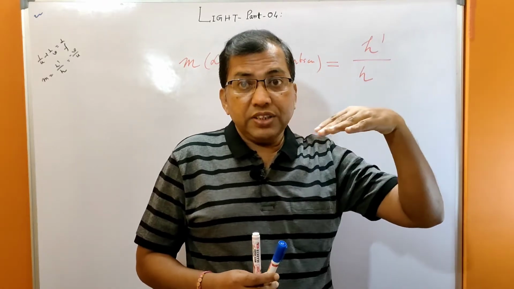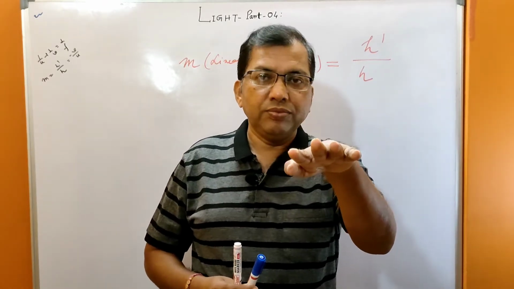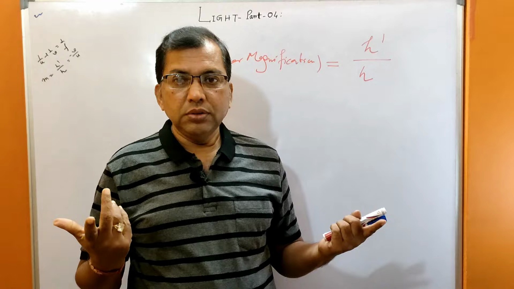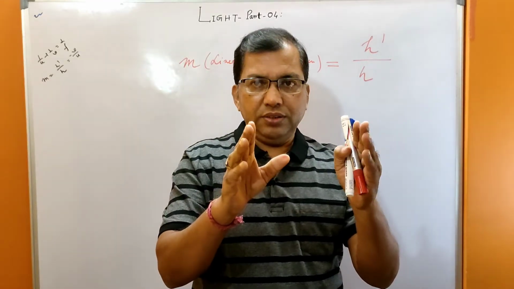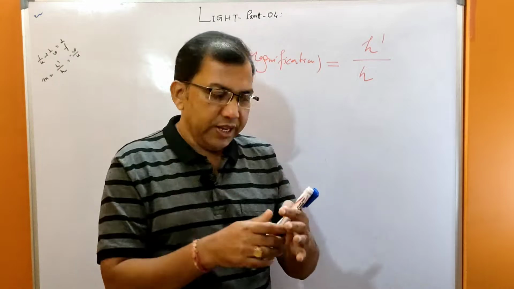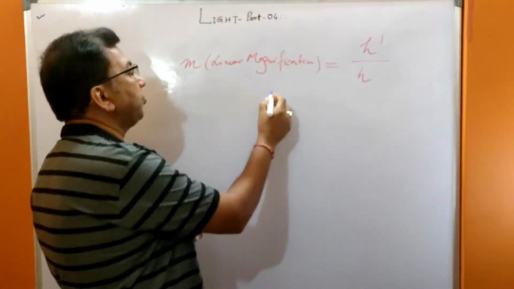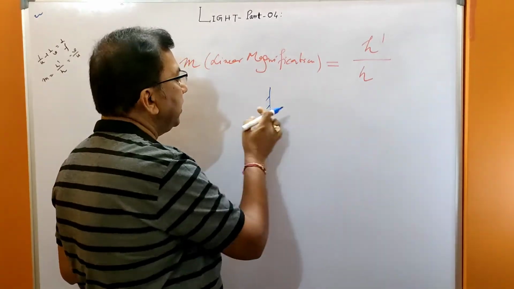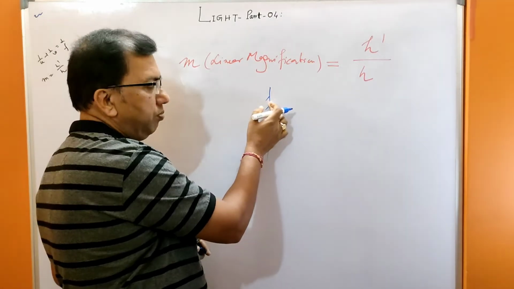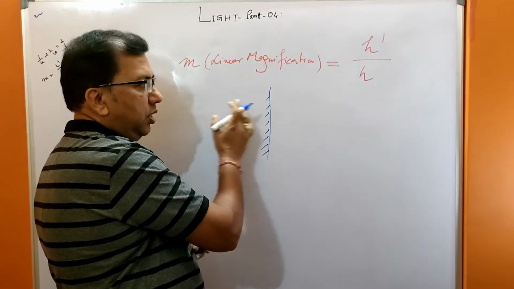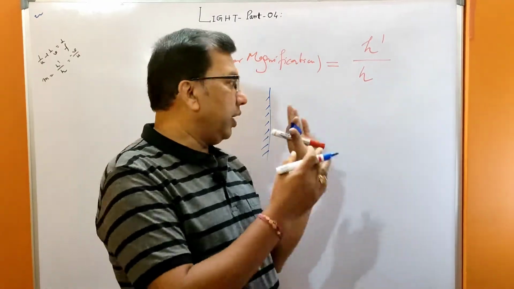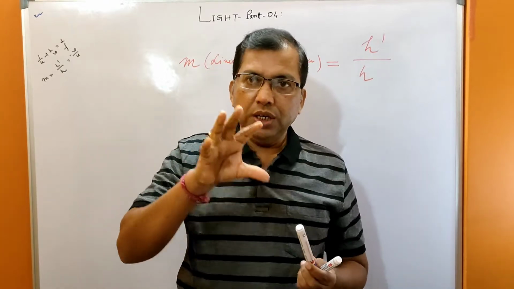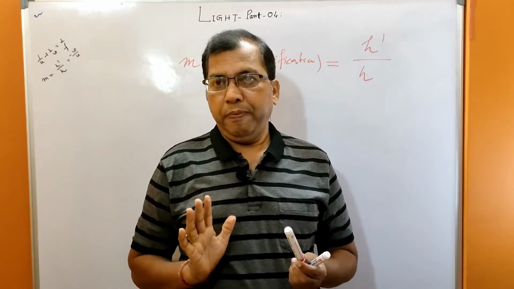But what is the linear magnification in a plane mirror? The linear magnification in a plane mirror is always +1. Why? Because the size of the object and the size of the image are the same. In the case of a plane mirror, the distance of the object from the mirror and the distance of the image from the mirror are equal. So the linear magnification in a plane mirror is always +1.